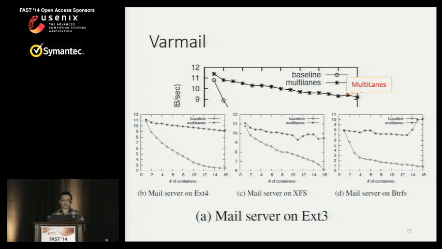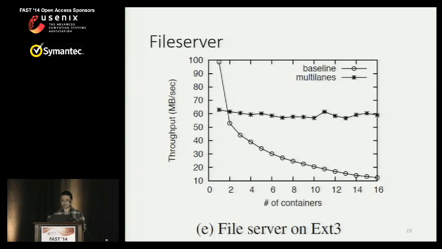We also evaluate MultiLanes on the other 3 file systems and got similar results. For the Filebench fileserver workload, we can also see that the baseline scales poorly with the number of containers. MultiLanes exhibits marginal performance degradation. We note that at 1 container there are some overheads for MultiLanes. However, it outperforms the baseline when the number of containers exceeds 2.